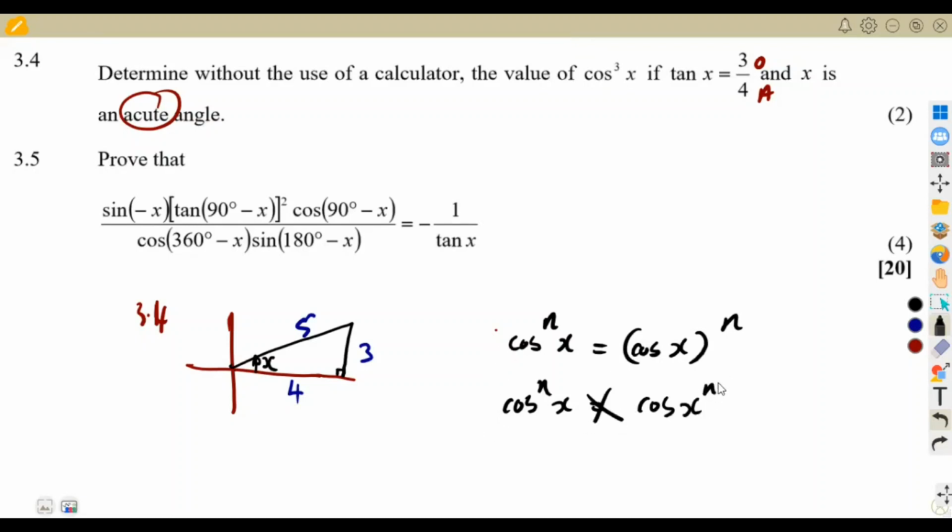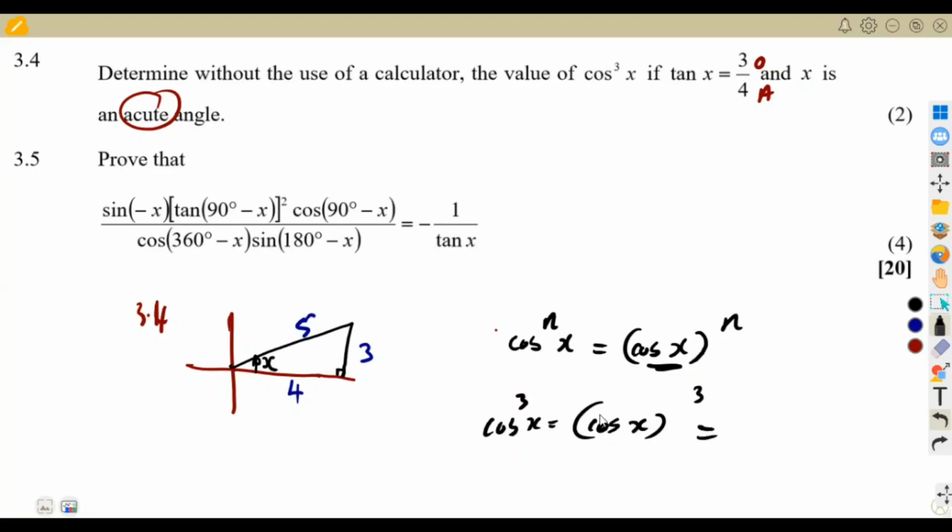It's not x to the exponent of n, but it's the whole of the cos that you are given there, the whole of this cos. So meaning to say, the cos cubed x that you are given there is the same as the cosine of x to the exponent of 3. That's what we simply have.